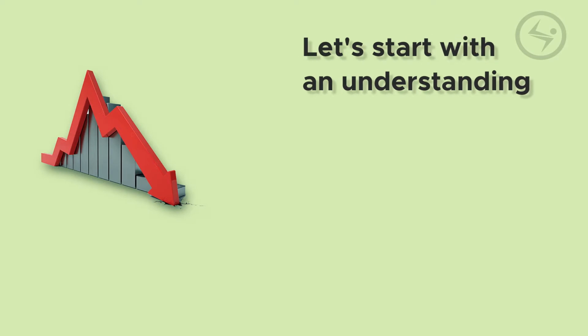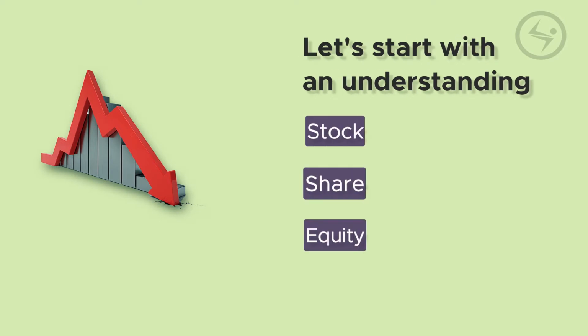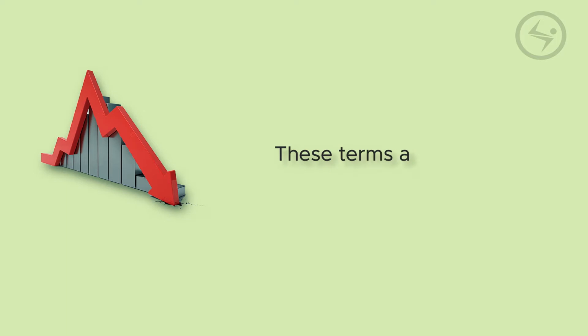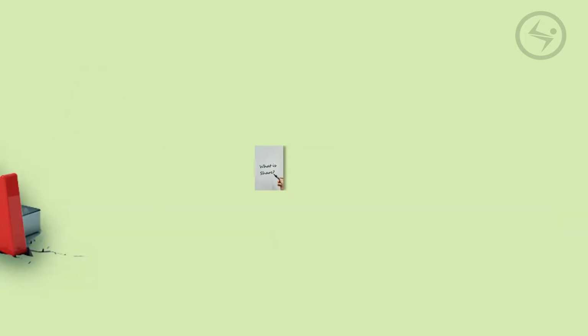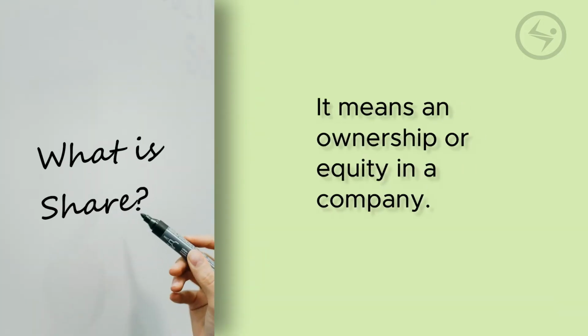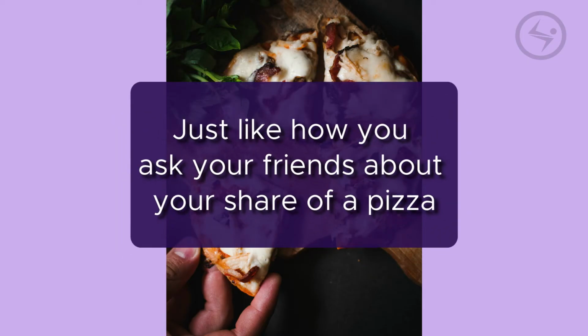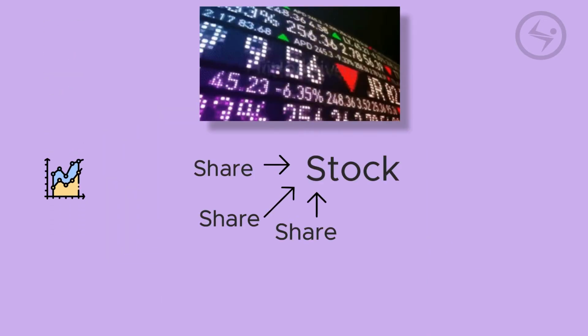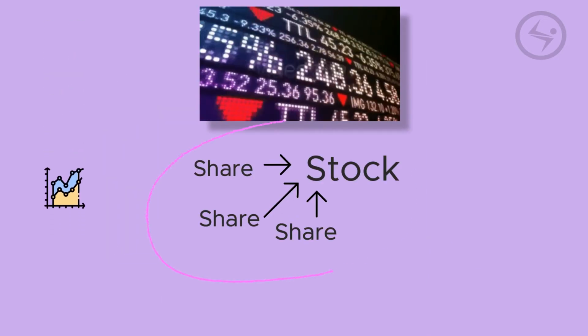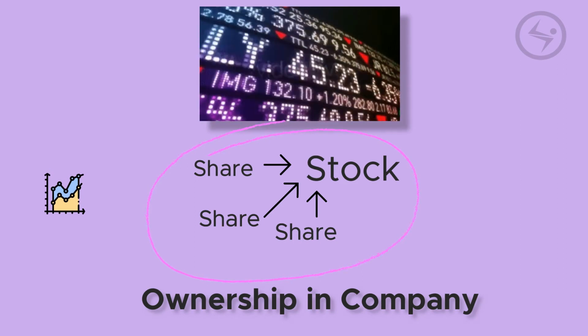Let's start with an understanding that a stock, share or equity means the same. These terms are used interchangeably and have subtle differences, but for the purpose of this video, we will keep the meaning the same. Now, what is a share? It means an ownership or equity in a company. Just like how you ask your friends about your share of a pizza when ordering in a restaurant. And the stock is basically a collection of shares which represents ownership in multiple companies.